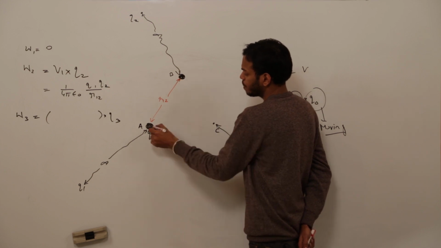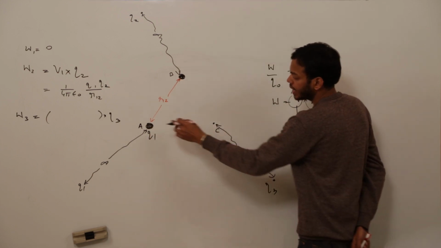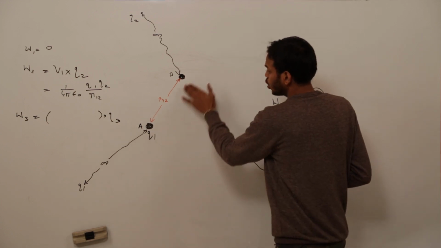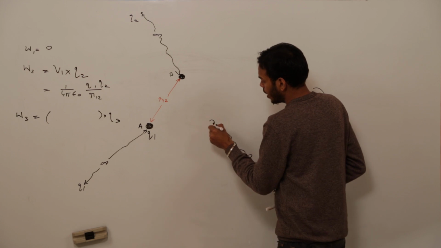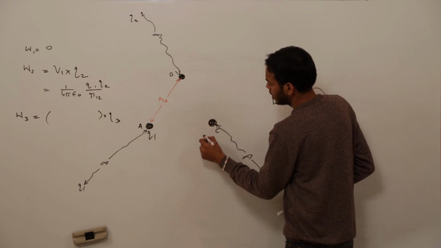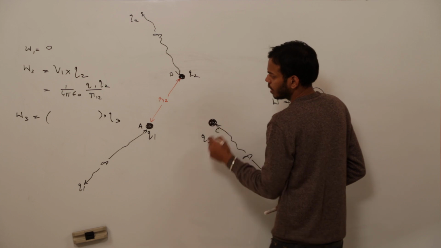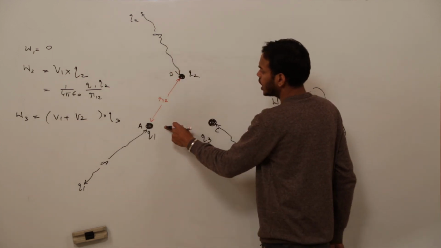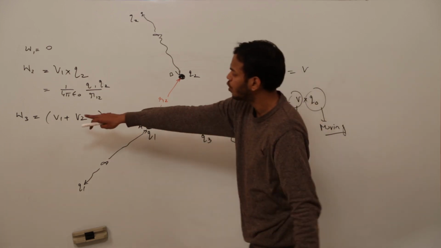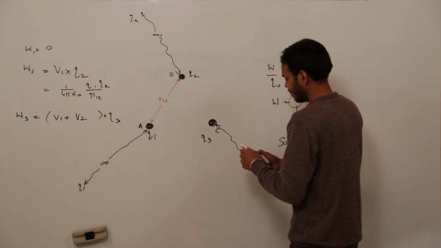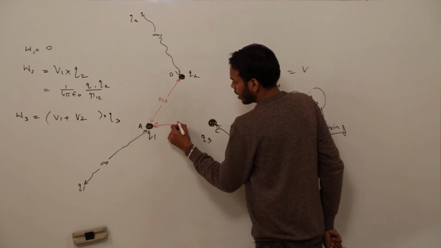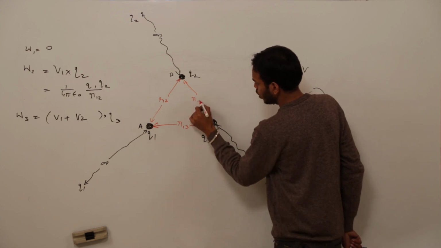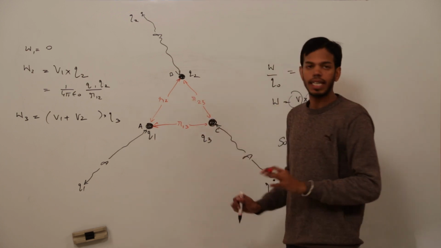What are the potentials present already at this point? There is a charge 1, there is a charge 2. That means there is potential due to these two charges. So if I bring Q3 here, the total potential would be V1 plus V2. V1 was due to this charge, V2 was due to this charge. Work done would be V1 plus V2 into Q3. R13, the distance between, this is R23. Is it clear up to this point?